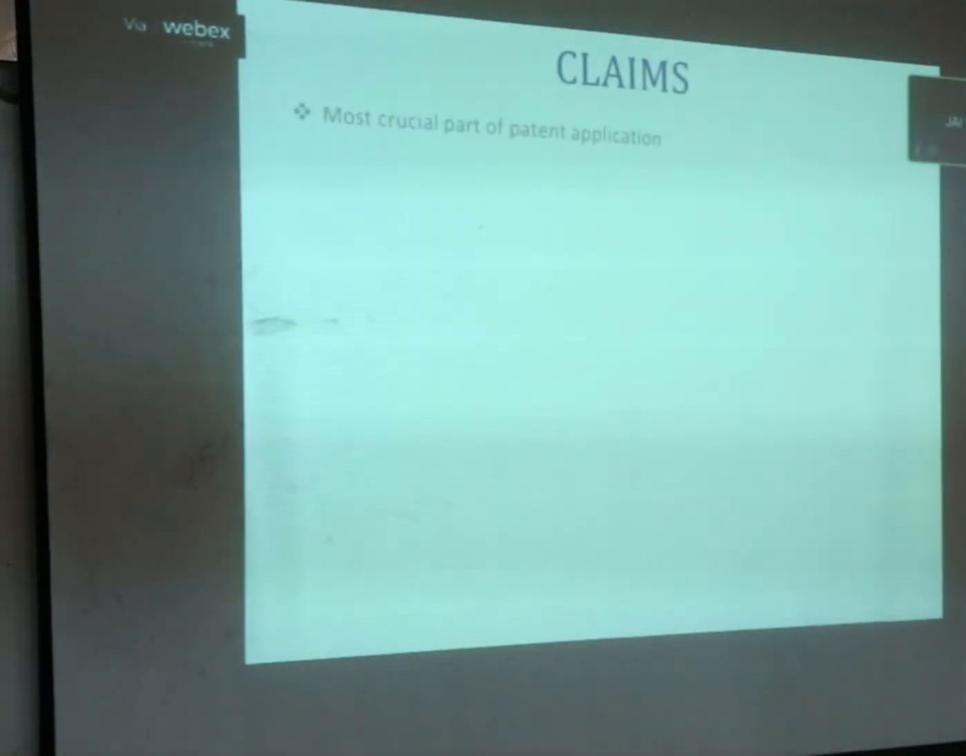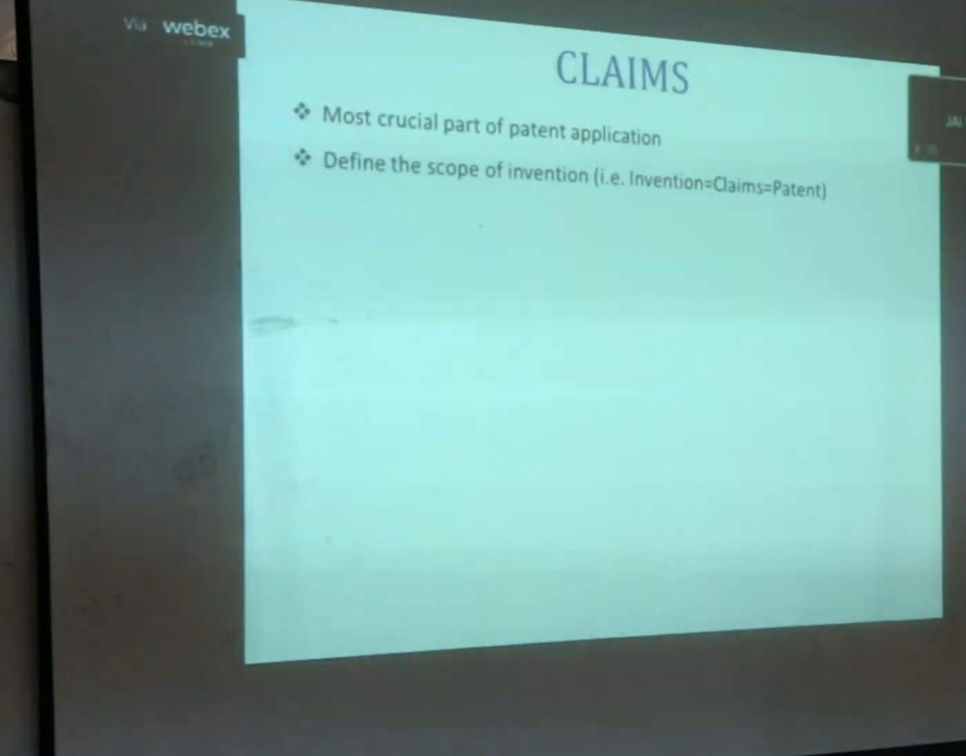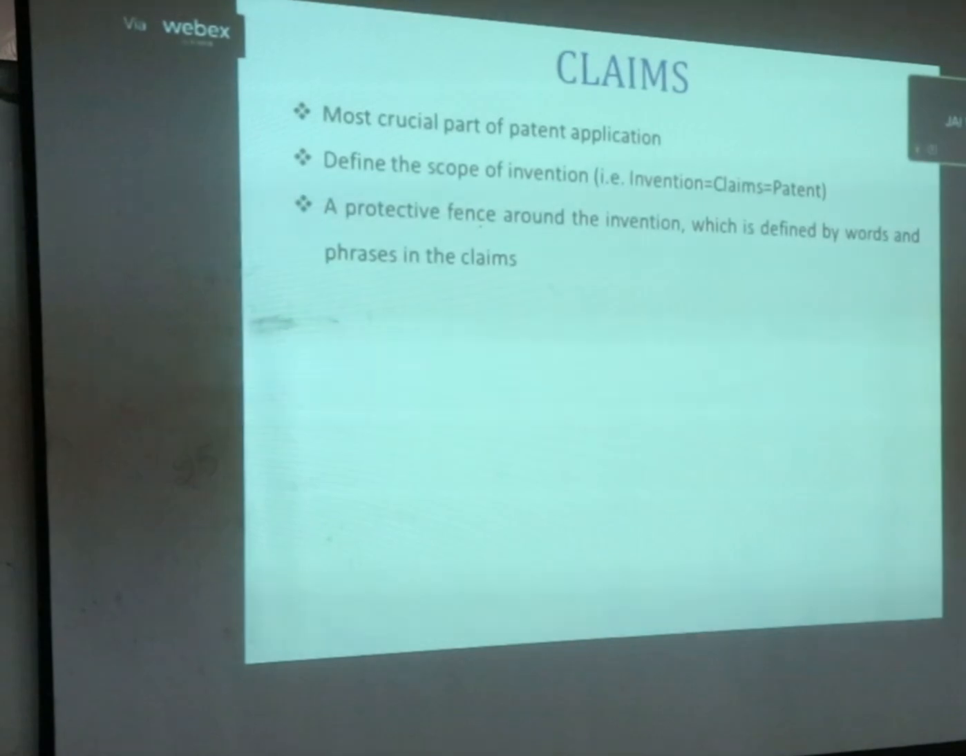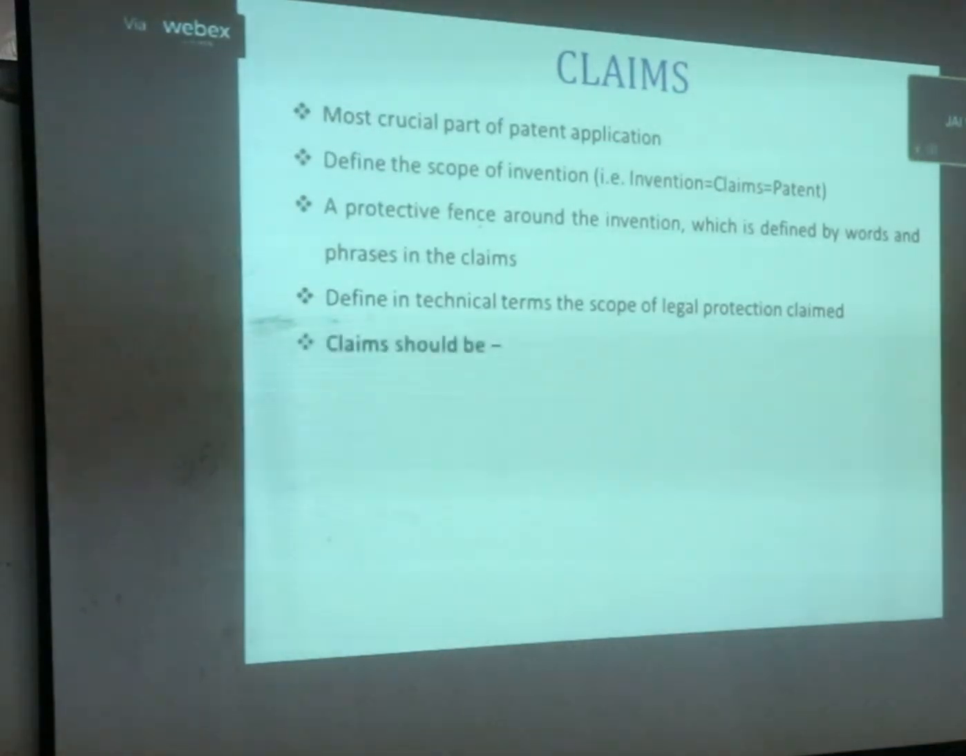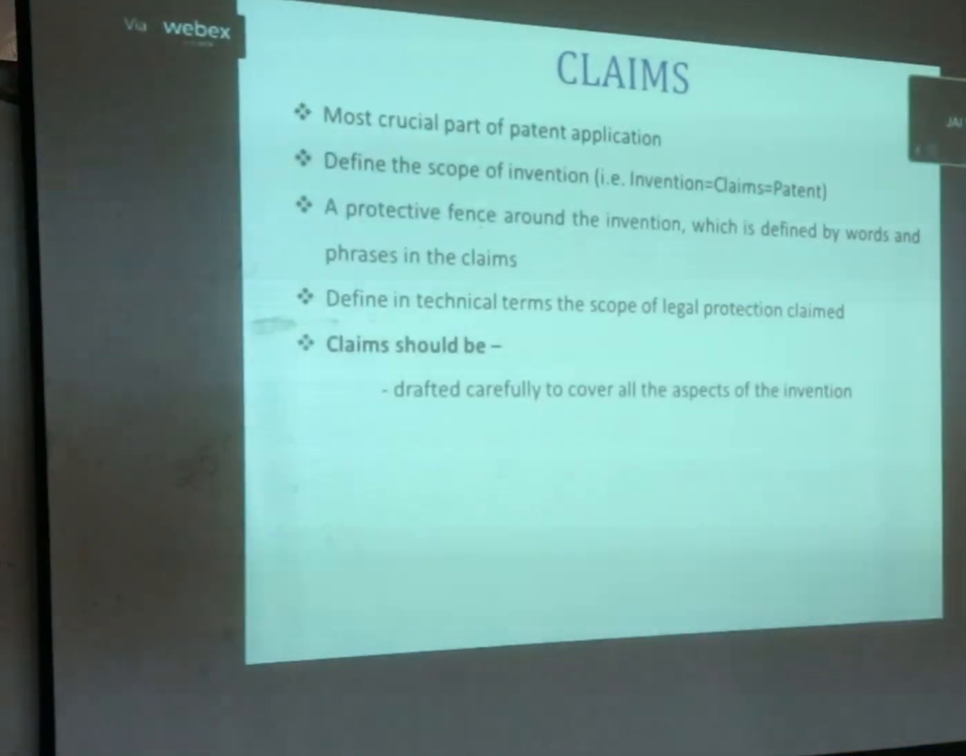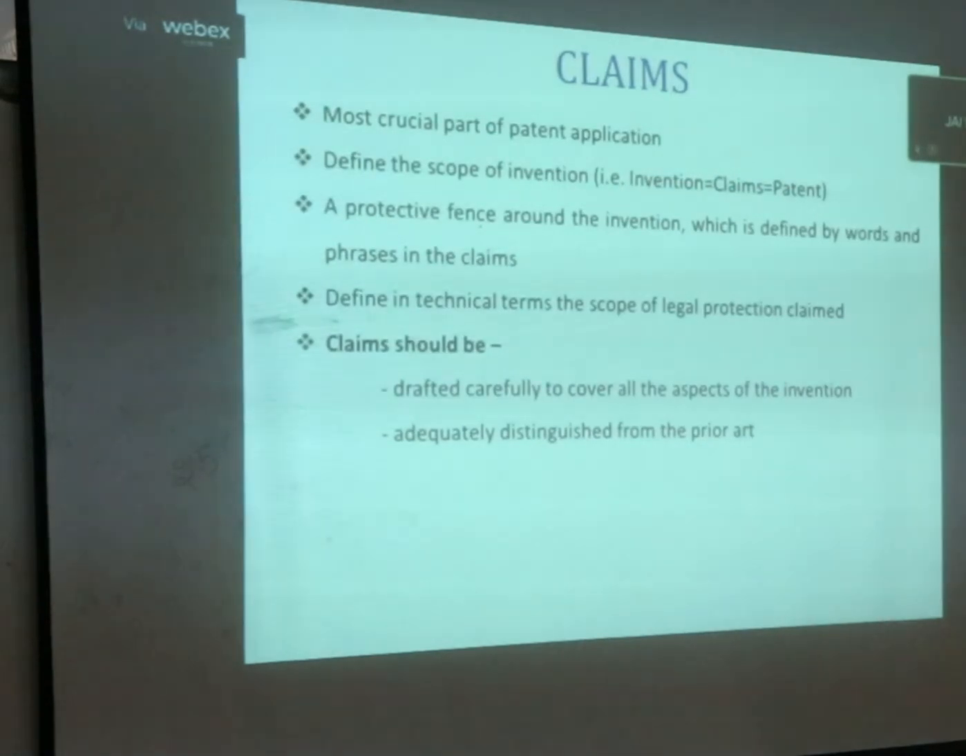Now, what are the claims? Claims are the crucial point. After the patent is granted, your scope is decided by the claims. It's a protective fence showing how much your invention involves, and technical terms are used. Claims should be drafted carefully, adequately distinguished from prior knowledge, and state what your invention is.